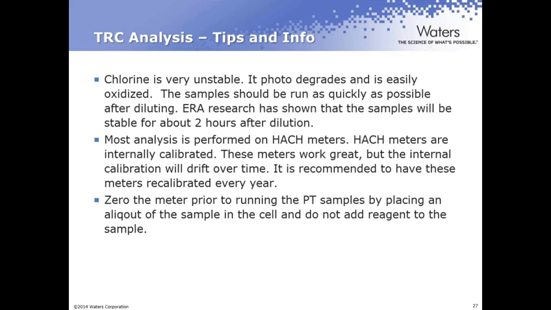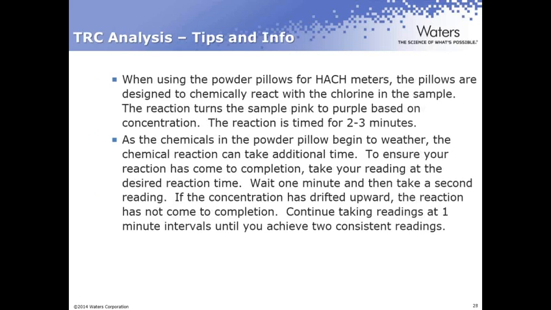Also, for the analysis itself, to make sure that you're not seeing any interferences in there, you want to make sure that you zero the meter prior to running your PT samples. And the way that you do that is to place an aliquot of your diluted sample into your cell. Don't add your DPD pillow yet, but then zero out the scale on that. So that will zero out any potential interference. Then you add your DPD pillow and measure on your meter.